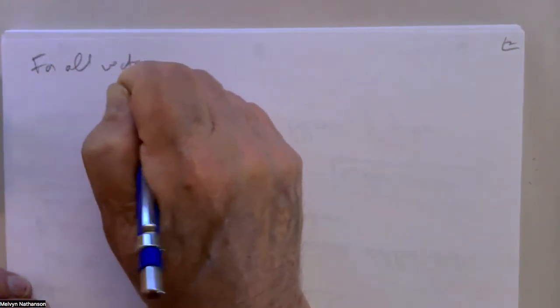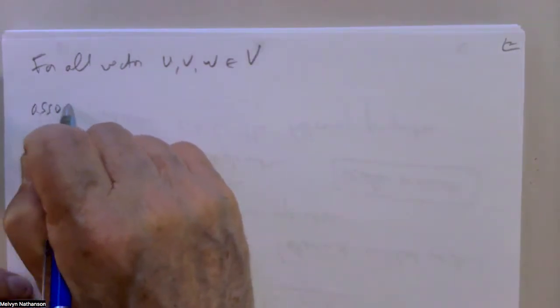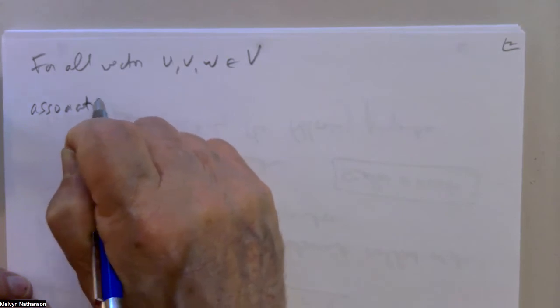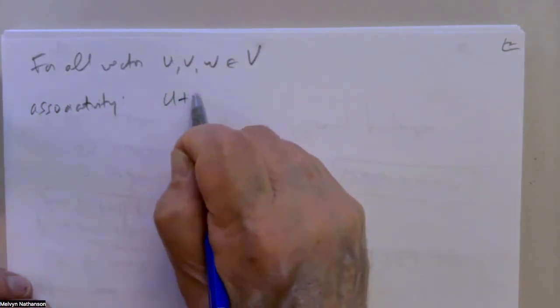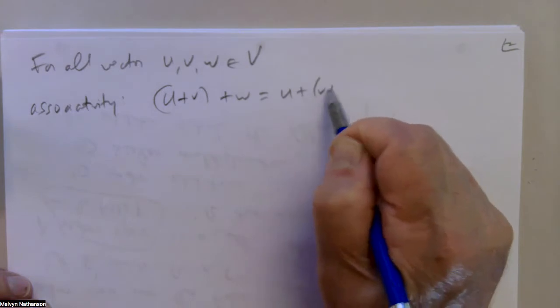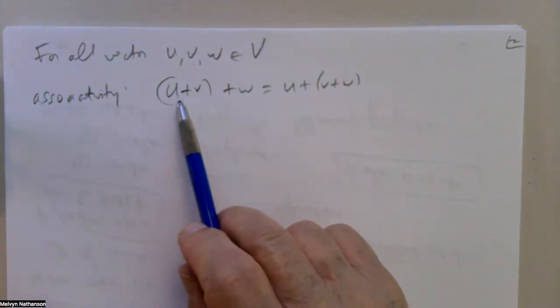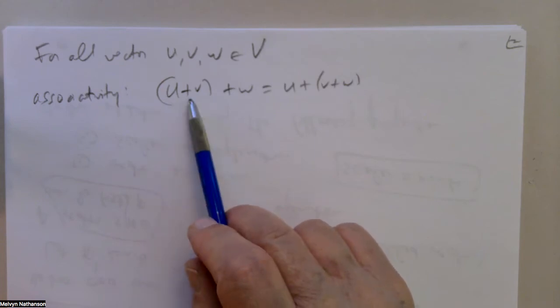For all vectors, let's say u, v, and w in the vector space, addition is associative. We have associativity. That means u plus v plus w is always the same as u plus v plus w. Remember, vector addition is a binary operation. You can add two vectors. So here we're adding u and v. That's a sum of two vectors, but then this is a new vector. And this vector plus w is again a sum of two vectors. And similarly, on the right side, we have a sum of two vectors and then another sum of two vectors. Associativity says this is always the case.